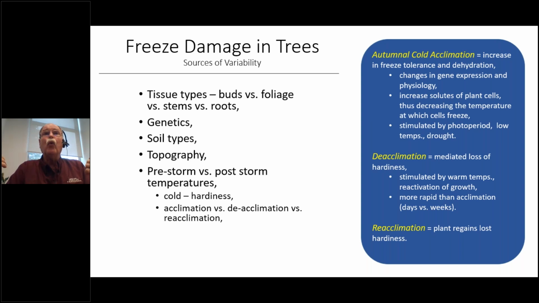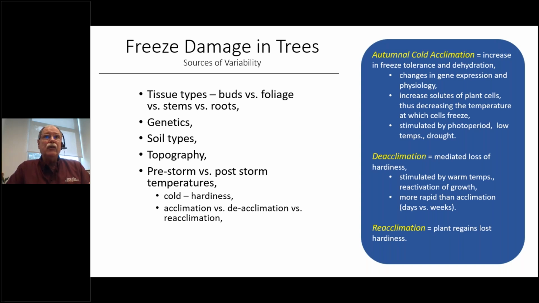So therefore, if you've got a weakened tree that doesn't have the storage carbohydrates that it needs, then therefore it's not going to acclimate as well, and therefore it's going to be more susceptible to freeze damage. We know that acclimation is actually a lot like dehydration in a plant.